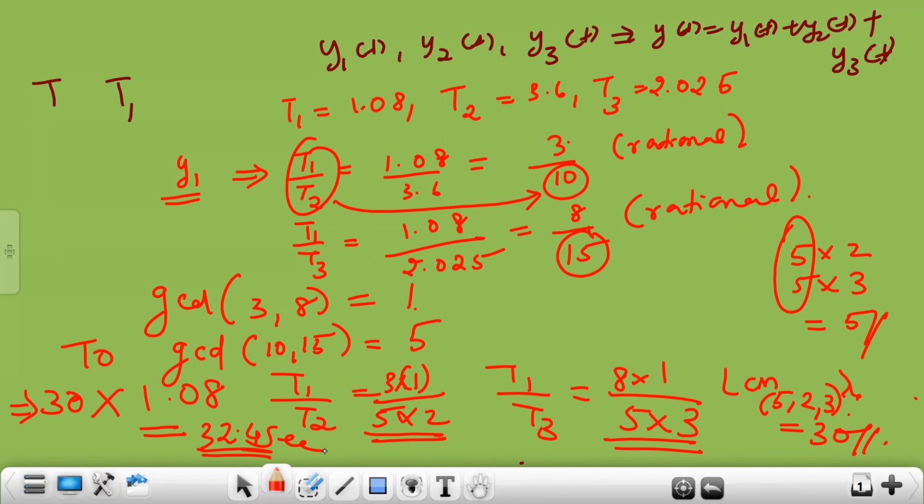So I have put 15 in terms of 5 into 3, and I have put 10 in terms of 5 into 2. Now you take the denominators alone from all the fractions. We have 5, we have 2, and we have 3. Find the LCM, that will be 30. That LCM multiplied by the time period of the reference signal, 1.08, will be the final answer for the time period of the entire signal.